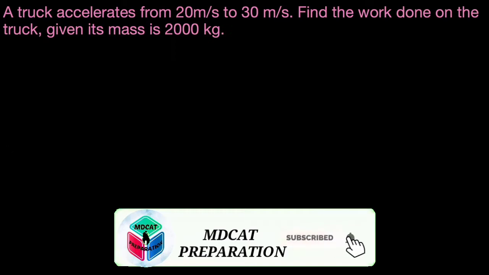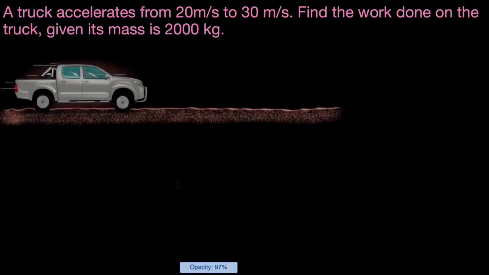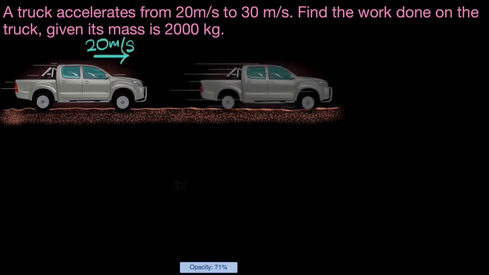Okay, let's go ahead and draw a situation for this. We are given that the truck accelerates from 20 to 30. So let's say here is our truck before accelerating. Before it accelerates, it's going at 20 meters per second. Let's write that down. And then after accelerating, it goes a little faster. So now it is at 30 meters per second.